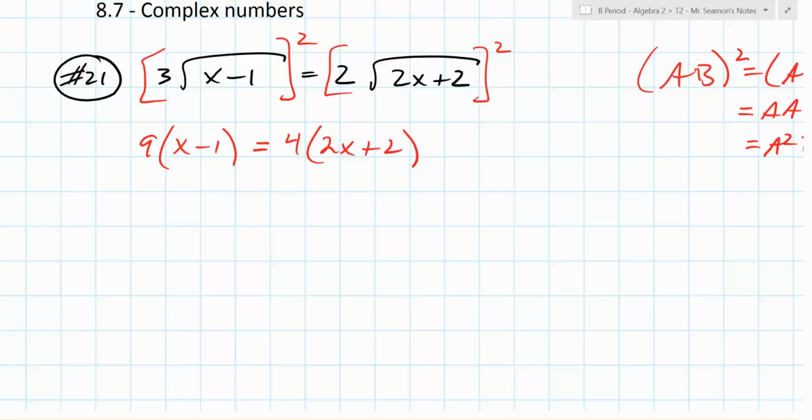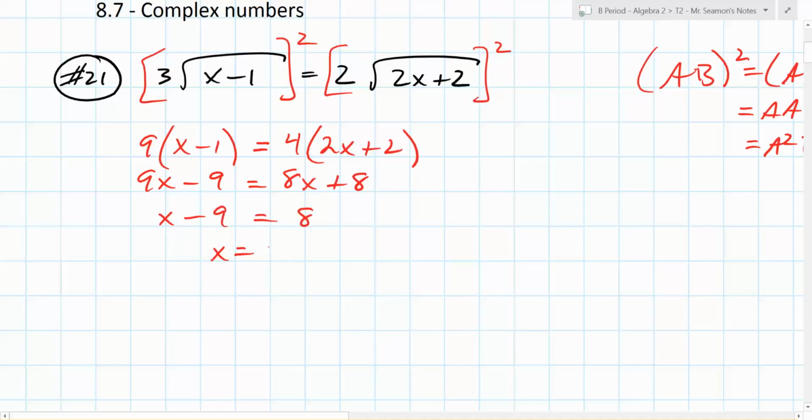So now, what do we do next? One word. Distribute. Says Chris with such passion. Distribute. Okay. 9x minus 9 is equal to 8x plus 8. Subtract 8x and you get x minus 9 is equal to 8. So x is equal to? 9 plus 8 is 17.